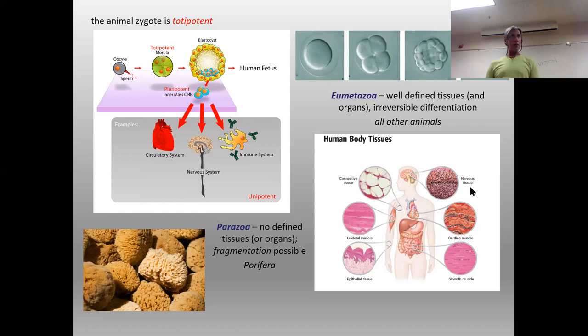You don't add any genes. As those cells become more and more specialized, as they eventually become circulatory system cells or immune system cells, they still have the genetic information for all the other types. The immune system cells still have the genetic information in between the circulatory system cells. Even though they're unipotent, they only look at one part. They only turn on one part.